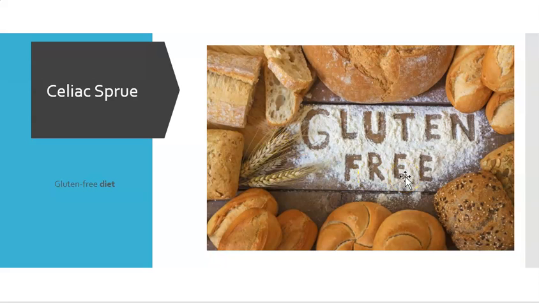Celiac disease. With these patients, we don't want them to eat bread. They have an intolerance to gluten, and it seems like there's gluten in everything. You really have to be careful with them. So they don't want to eat any types of gluten. That's wheat, barley, rye, oats, and more.